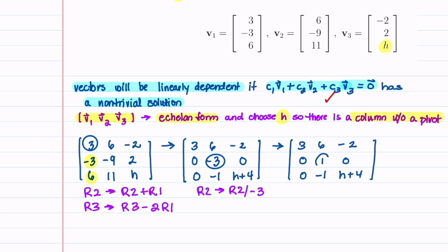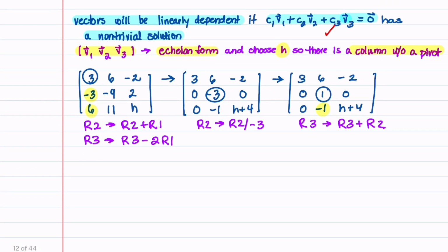Now let's go ahead and circle our pivot. And this negative 1 is going to have to go to 0. So we're going to take row 3 and replace it with row 3 plus row 2. We'll give ourselves a little bit more space. Our first two rows are going to be the same. So we have a 3, 6, minus 2, and then a 0, 1, 0. And now we're going to take our second row, add it to our third row, and we have a 0, 0, h plus 4.